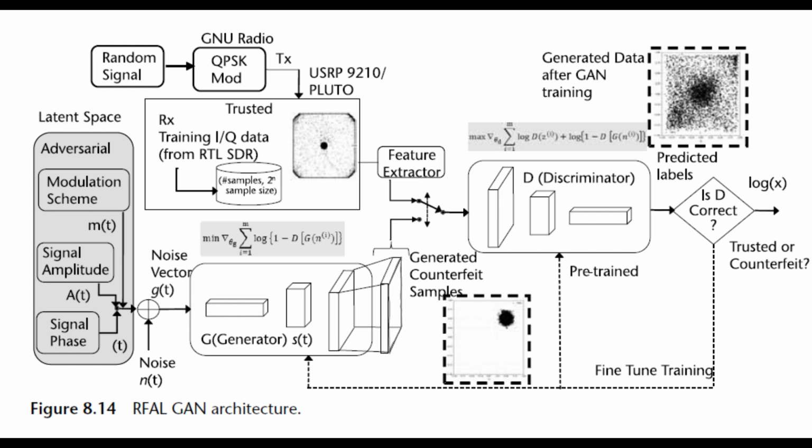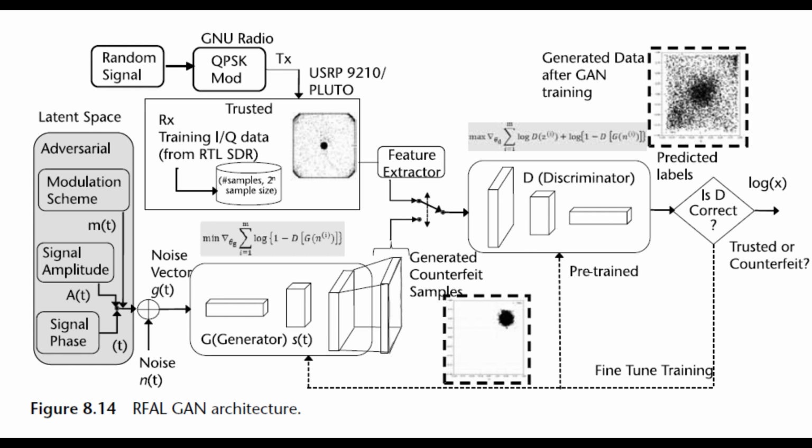Here, theta_G and theta_D are the parameters of the generator and discriminator, respectively. x_i are real samples, and G(z_i) are generated samples from noise z. Prediction and verification. The discriminator outputs predicted labels for the generated data. The predicted labels are used to verify if the discriminator's judgment is correct. This output helps determine if the data is trusted or counterfeit.